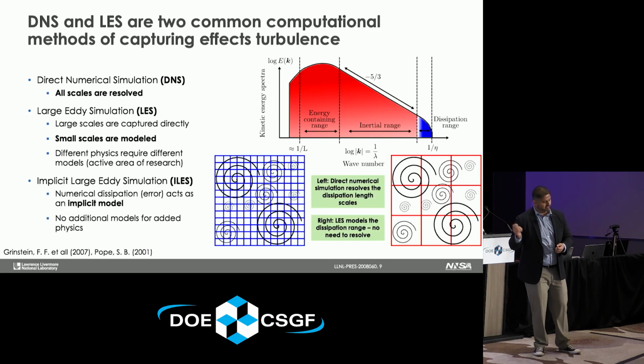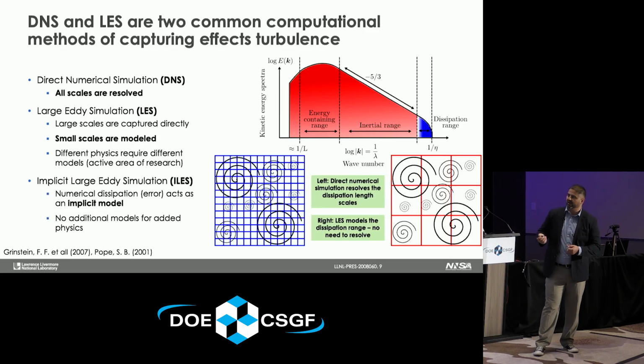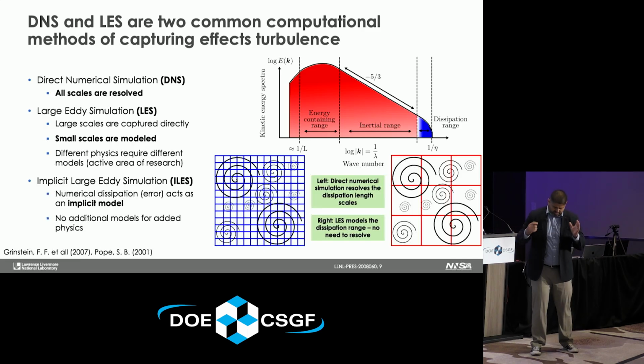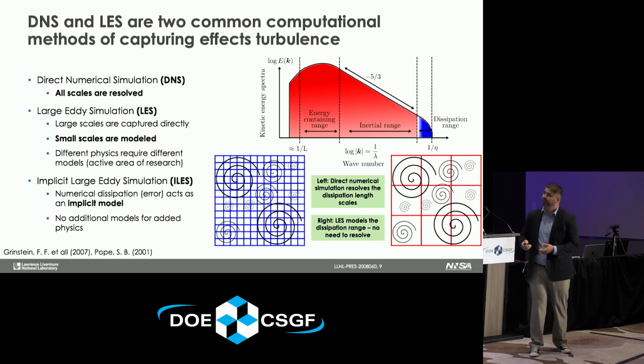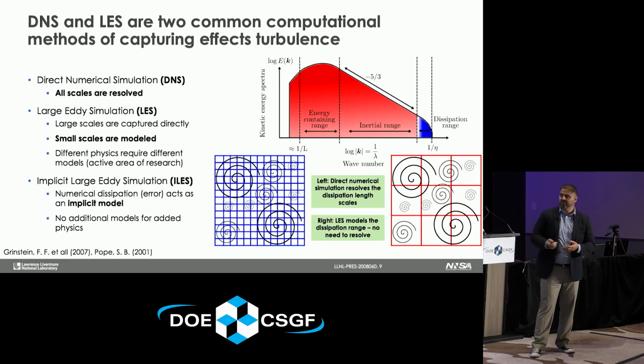Along a similar line of thought, you have your conservation equations, you're putting them on a computer. So this act of discretization, you're introducing an error. And this error can act as a numerical dissipation. So what ILES says is, let's just let the numerical error act as a dissipation for your problem. And one of the pros of this approach is that you don't need additional models for additional physics. So ILES originated actually in the national labs and has been quite successful as a result.